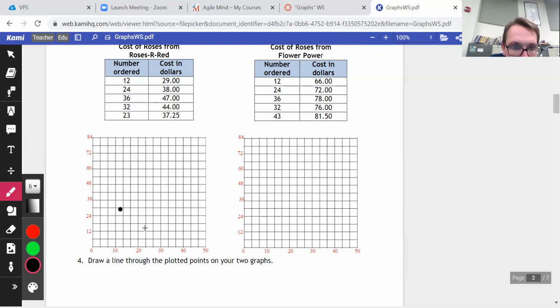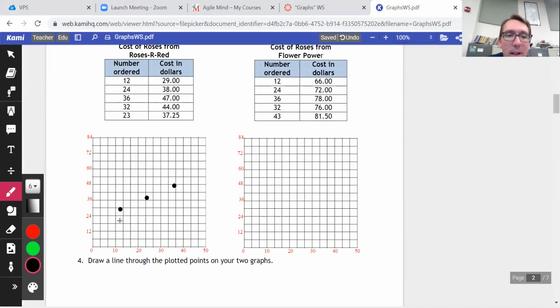I need to go up to 38. 36 roses cost $47. 36 is going to be just to the left of this one, and $47 is going to be about right there.